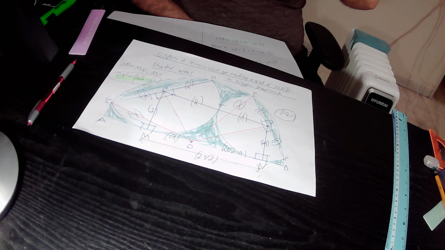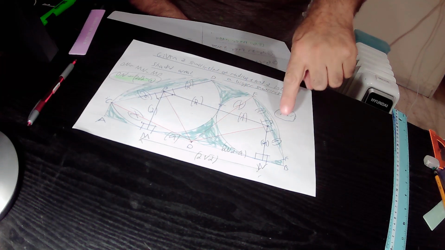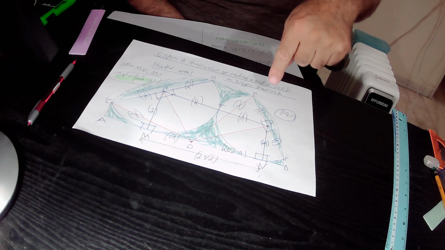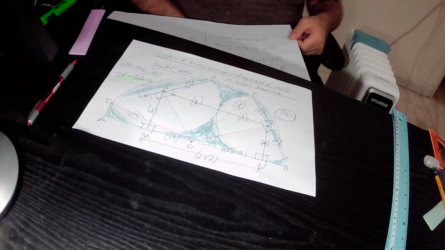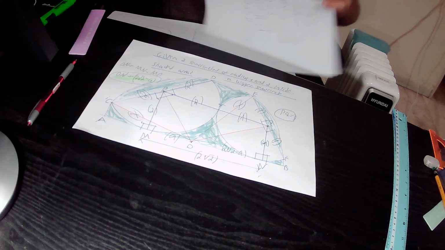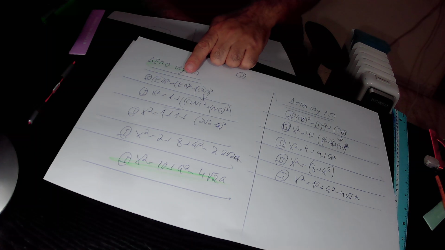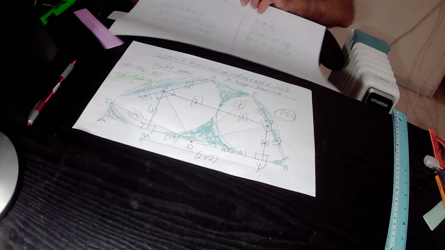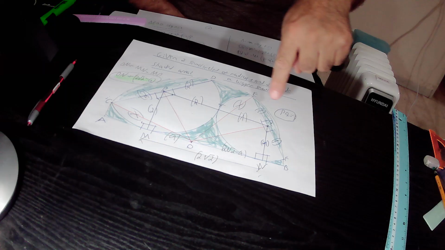So we implement the Pythagoras theorem on this right triangle OQE. According to the Pythagoras theorem, EO squared, that is the square of the hypotenuse, equals EQ squared plus QO squared.